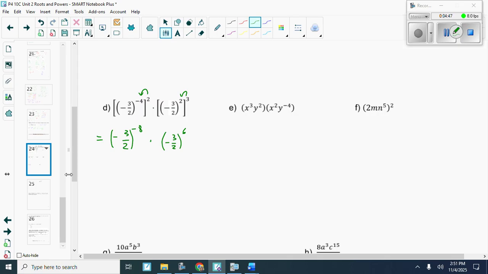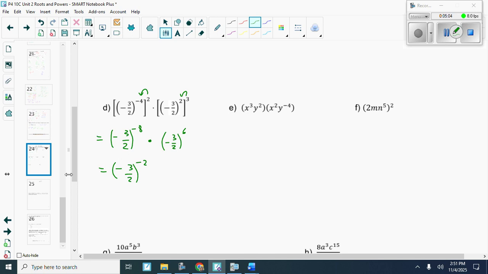So we can look at that and just say same bases, and I'm multiplying them. That's what the dot means, multiply. So now I just get to add my exponents. We just write our base, add the exponents, and I end up with a -2. -8 plus 6 is -2.